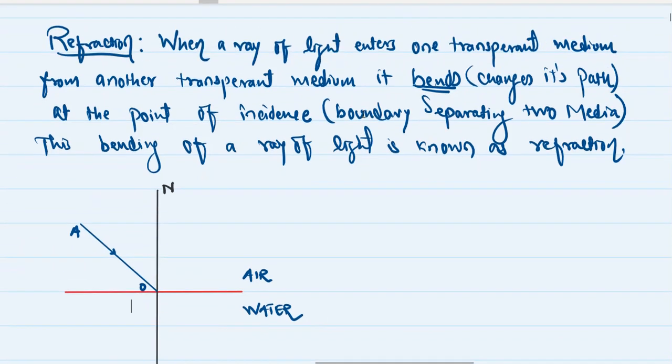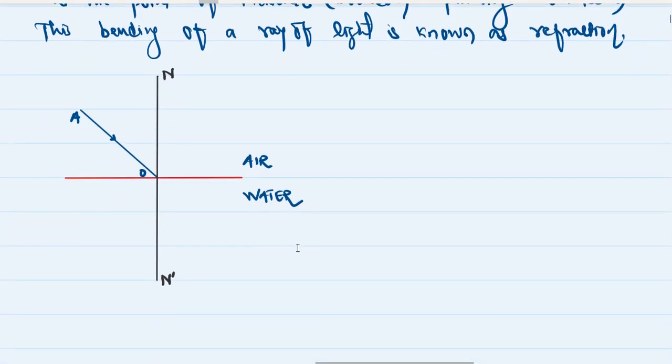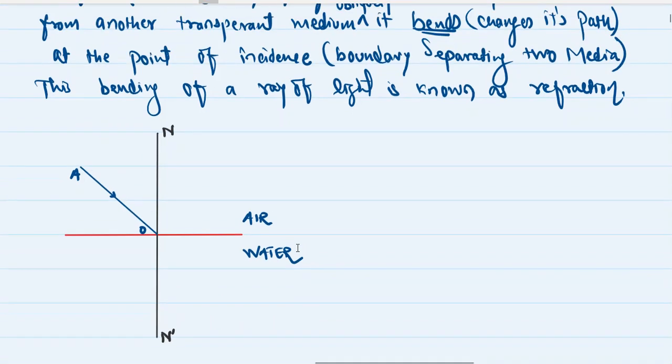So this ray of light is entering one transparent medium from another transparent medium obliquely. The word obliquely was missing. Obliquely means slant. You see, this ray of light is not entering straight. It is not entering normally. It is not entering along the normal. It is not perpendicular to the boundary separating two media. It is entering obliquely. It is entering slant.